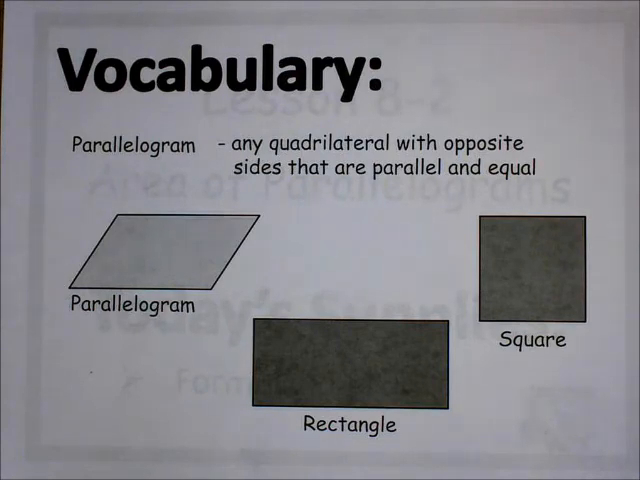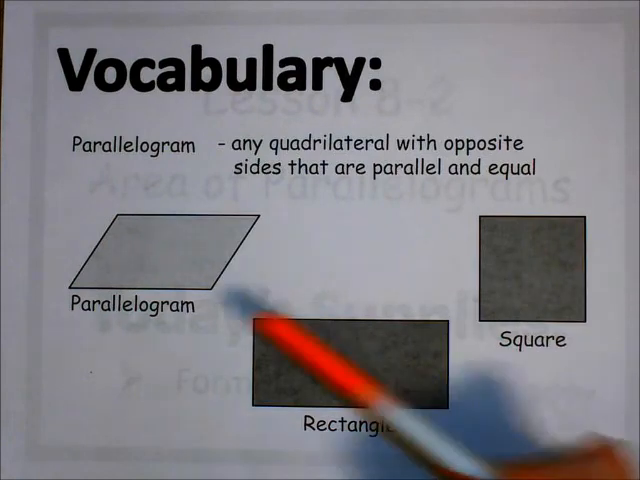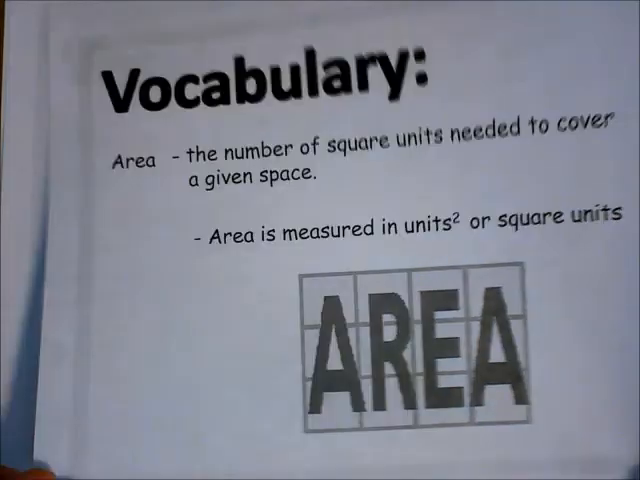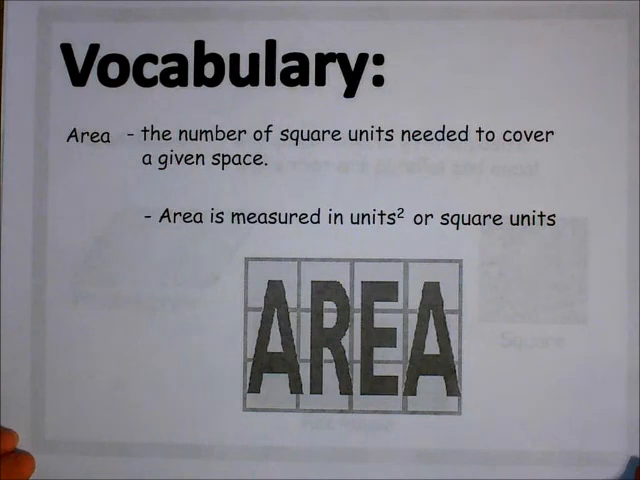Today we're going to be finding area of parallelograms that are considered a square, a rectangle, and then a basic parallelogram. Our next vocabulary word is area. Area is the number of square units needed to cover a given space. Area is measured in units squared or square units.